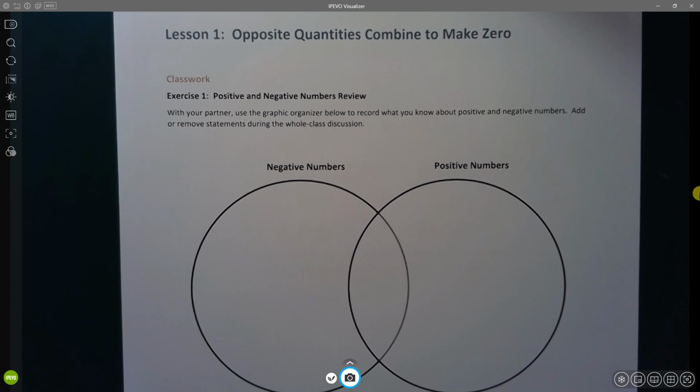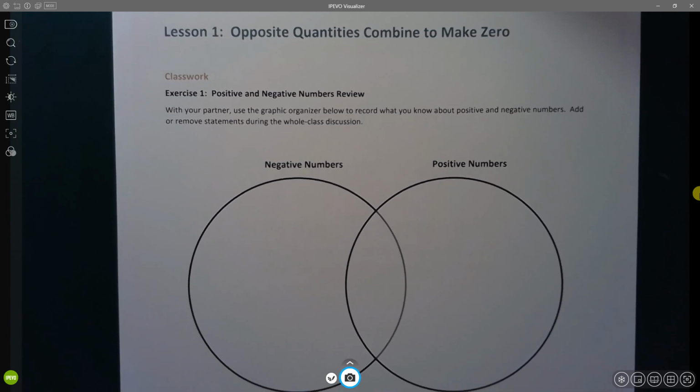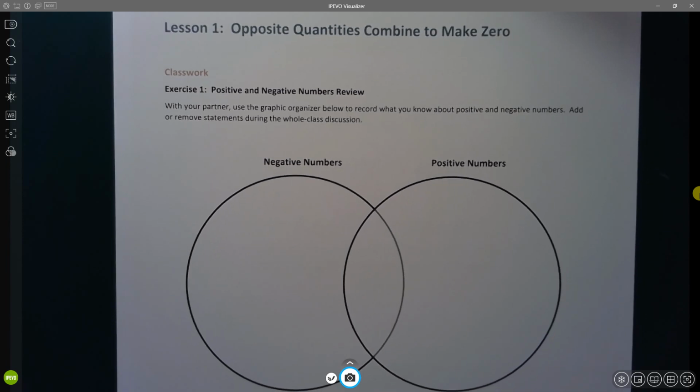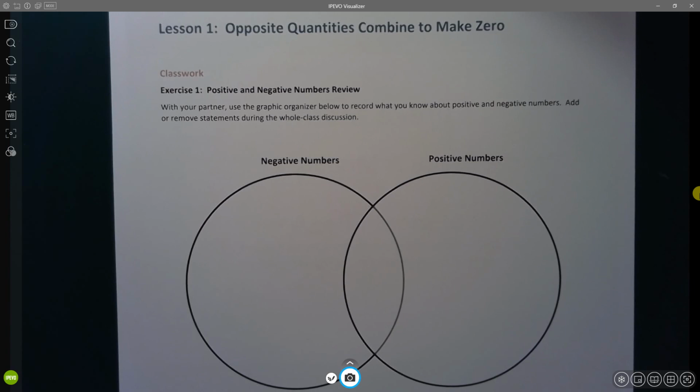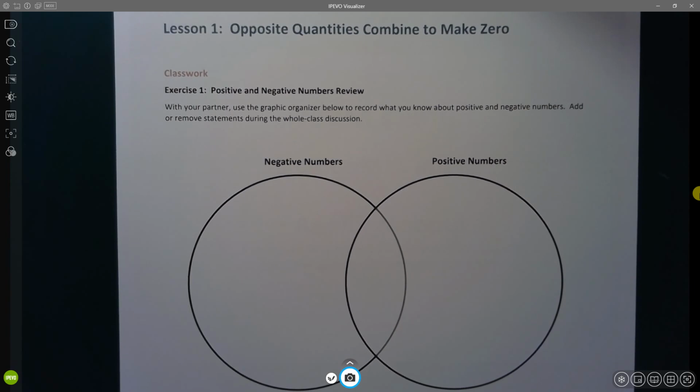Like I said in class, we're going to be on Module 2, Lesson 1. I wanted you to make sure you watch this tonight. Your first lesson is opposite quantities combined to make 0. I want you to complete this and share with me tomorrow morning, because I'm going to call on some of y'all randomly, and you're going to have to give me some information.